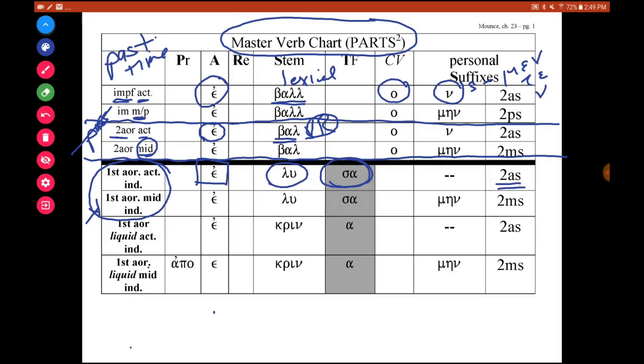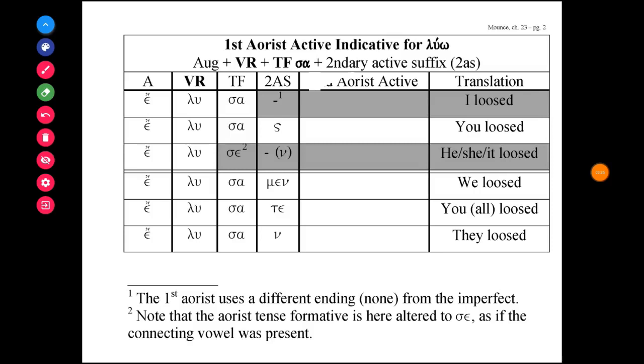Let's look at the first aorist tense now up close. The first aorist active indicative for a paradigmatic verb luo is formed as follows. You take the augment, you take the verbal root, you take the tense formative sa. It uses no connecting vowels, and it uses a modified version of the secondary active suffixes. So I shaded where the modifications come in. They come in the first person singular form and the third person singular form, and the rest of the paradigm is what we would expect for the secondary active suffixes.